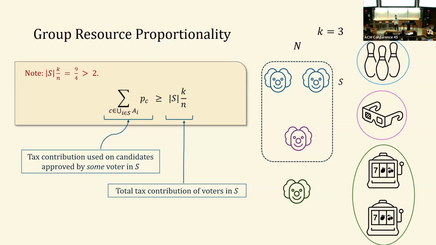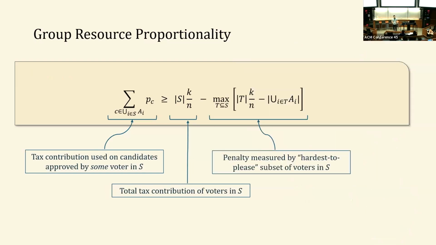So the core issue here is that within any group S, there can be some subset of voters in S where there's a large gap between their total tax contribution and the number of things that they collectively approve, right? So we need to balance this inequality or apply some penalty for each group of voters S. That corresponds to exactly what I just said, which is this gap between their endowment in a sense and the number of things they approve. And we want to find basically the subset of voters where this is maximized, and then reduce the amount that we're guaranteeing that set of voters S.